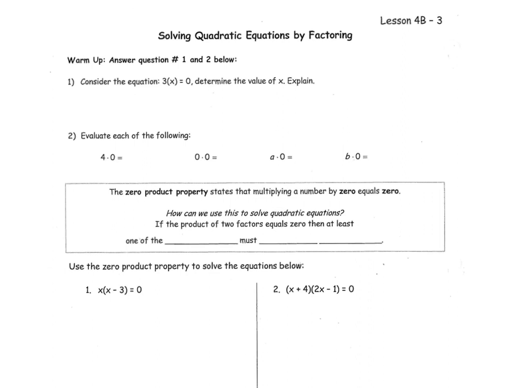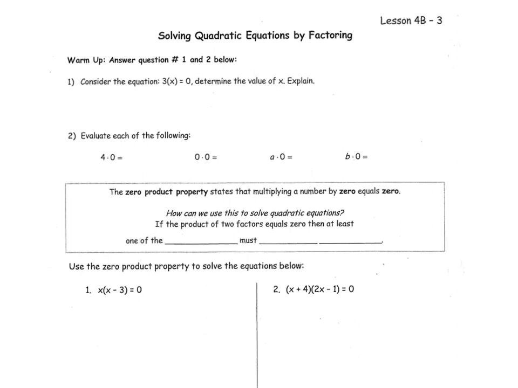Okay, so if you look at the first warm-up question, if you consider the equation 3 times x equals 0, for what value of x will this be satisfied? So what only value of x can we plug in here when x equals 0? This is using the zero product property. So the zero product property says anything you multiply by 0 is going to end up in 0.